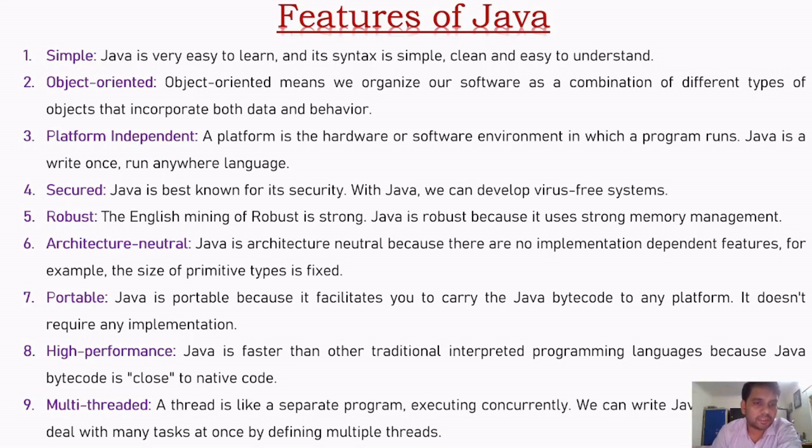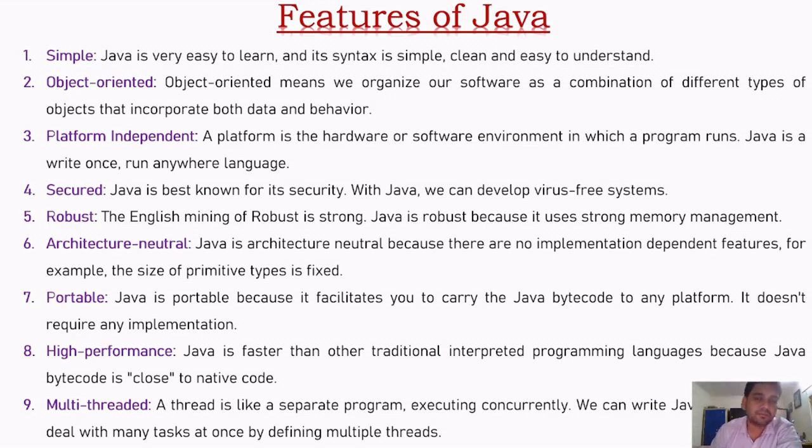Seventh is portable. Java is portable because it facilitates you to carry the Java bytecode to any platform. It does not require any implementation. Means you can use the Java bytecode in multiple platforms. Eighth, high performance. Java is faster than other traditional interpreted programming languages because Java bytecode is close to native code. Ninth, multi-threaded. A thread is like a separate program executing concurrently. We can write Java programs that deal with many tasks at once by defining multiple threads.